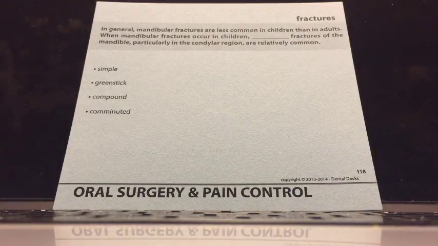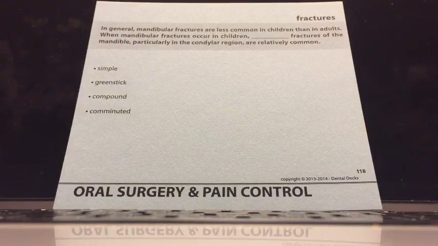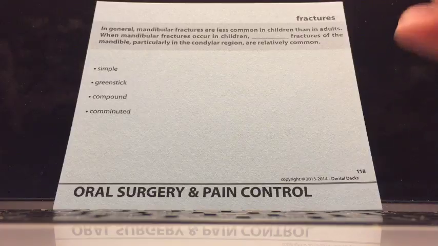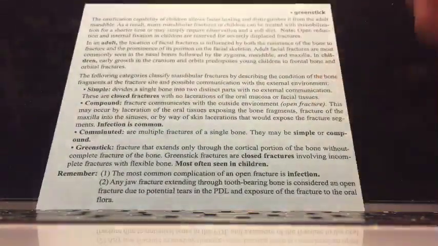In general, mandibular fractures are less common in children than in adults. When mandibular fractures occur in children, fractures of the mandible, particularly in the condylar region, are relatively common. Simple fractures, green stick, compound, or comminuted. I would say green stick, although green stick is more common in long bones. Well, I guess it is.